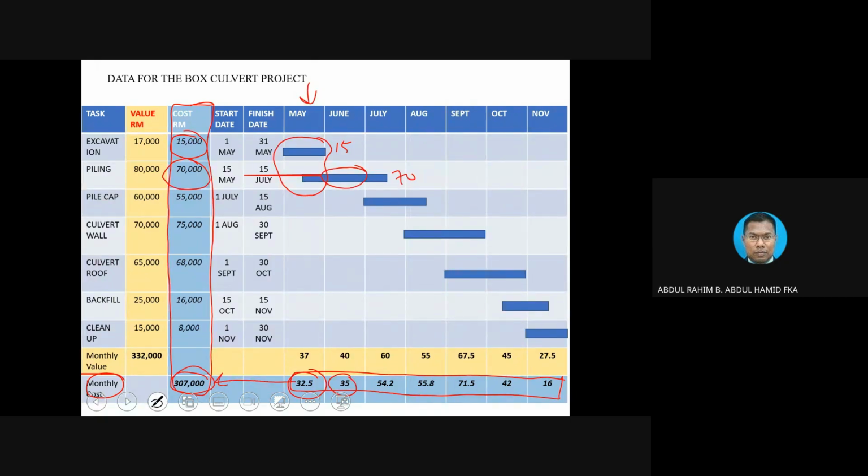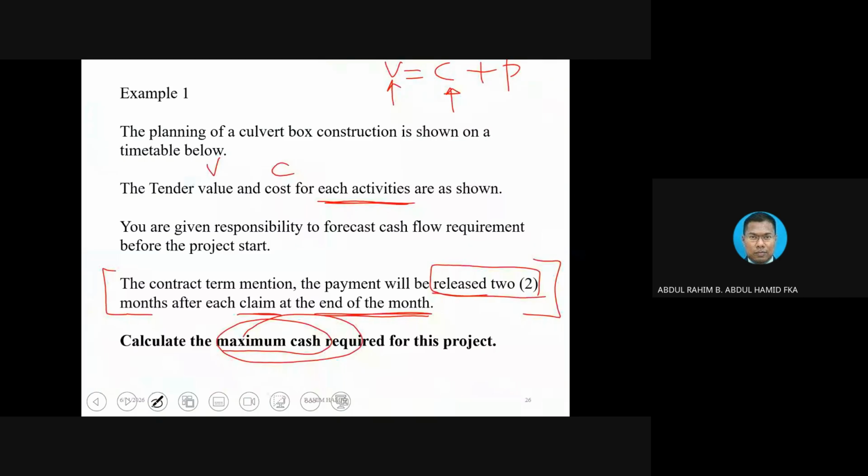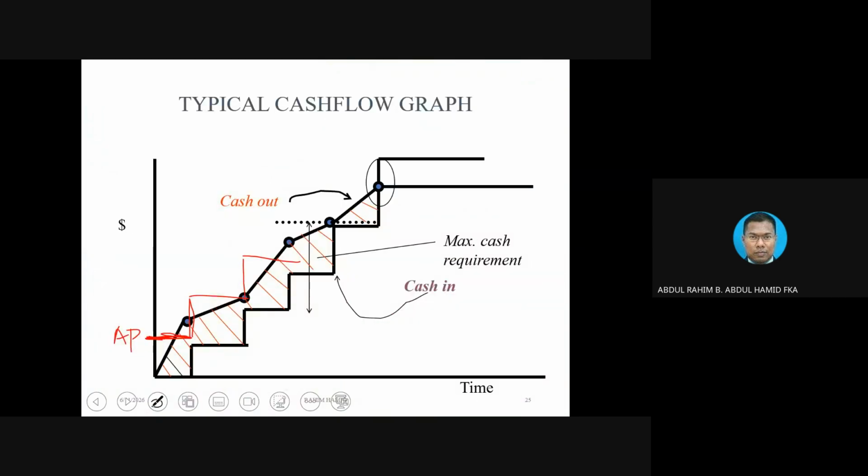Should be the same. This is a check. Now you already completed the monthly cost distribution. The most important thing is that you must have value and cost. Otherwise, you cannot complete the calculation. Because at the end of the day, this is the thing that we only need.